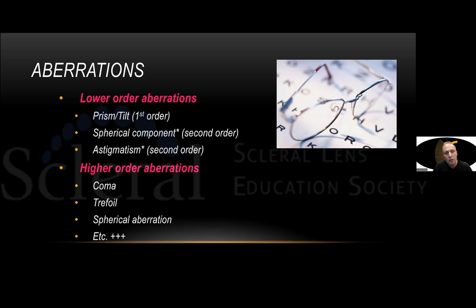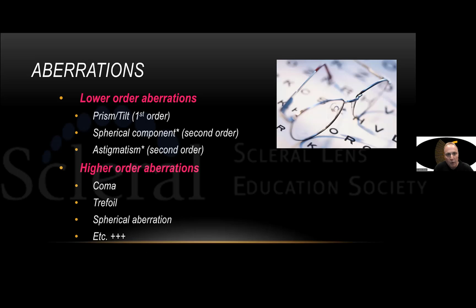So let's begin. Let's talk about what aberrations are. I'm going to try to make this as clinical and as simple as can be, because that's how I like things presented to me. We can talk about visual aberrations in terms of two basic categories: low order aberrations and high order aberrations.